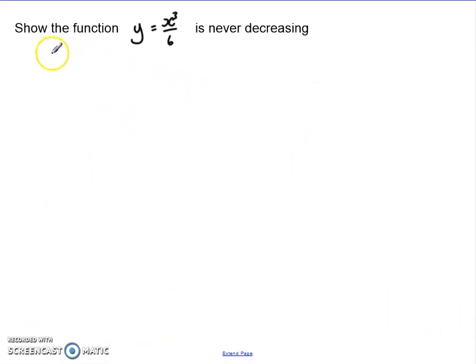The next question, show the function y equals x cubed over 6 is never decreasing. So if this is never decreasing, what we want to show is that our derivative is always bigger than 0. It's always going to be a positive value. So that's the logic to think about. If it's never decreasing, instantly think that.